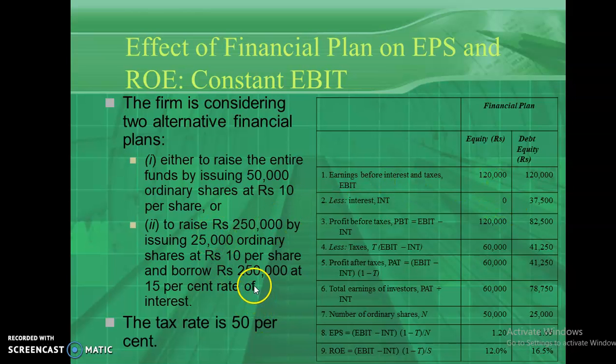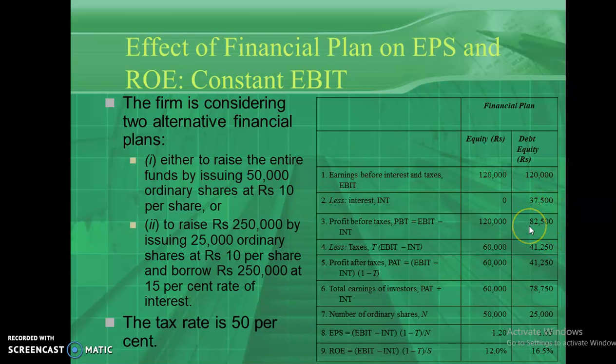In the second financial plan, you borrow ₹2,50,000 at 15% rate of interest. So 2,50,000 into 15 by 100, you will get 37,500. That's the interest amount paid by the company. So this 37,500 you put it here. And you deduct this and you will get the profit before taxes. After deducting the interest you will get profit before tax. So what's the amount? 1,20,000 minus 0, the amount is 1,20,000. Here 1,20,000 minus 37,500 is 82,500.